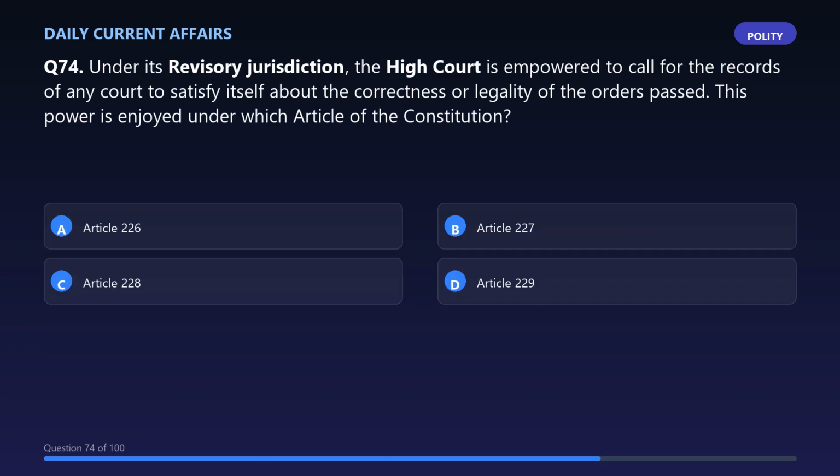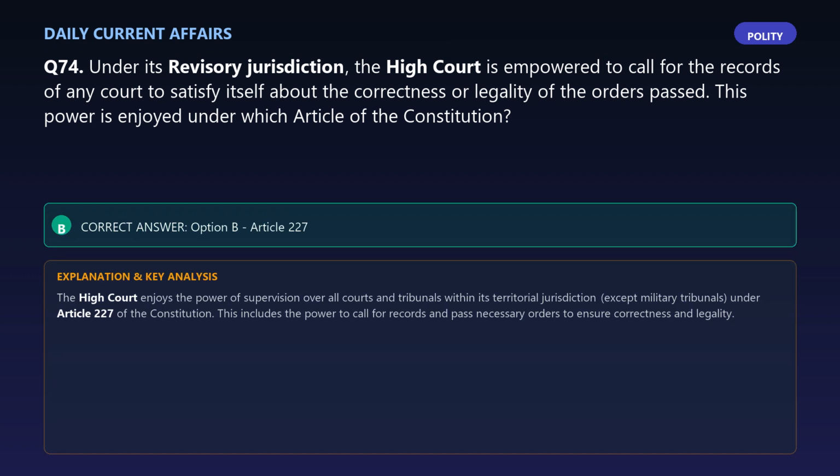Question 74. Under its revisory jurisdiction, the High Court is empowered to call for the records of any court to satisfy itself about the correctness or legality of the orders passed. This power is enjoyed under which article of the Constitution? The correct answer is option B, Article 227. Explanation: the High Court enjoys the power of supervision over all courts and tribunals within its territorial jurisdiction, except military tribunals, under Article 227 of the Constitution. This includes the power to call for records and pass necessary orders to ensure correctness and legality.